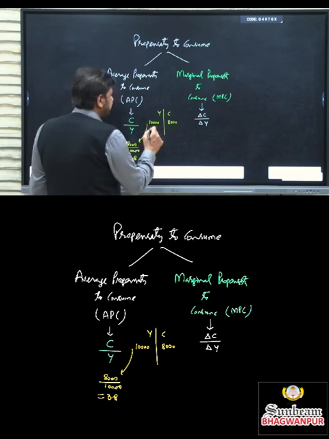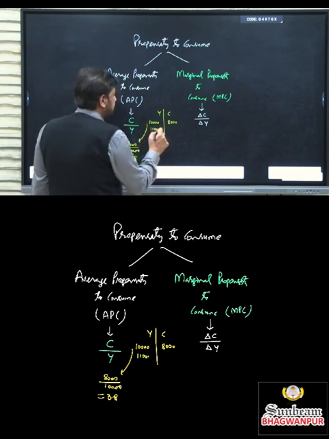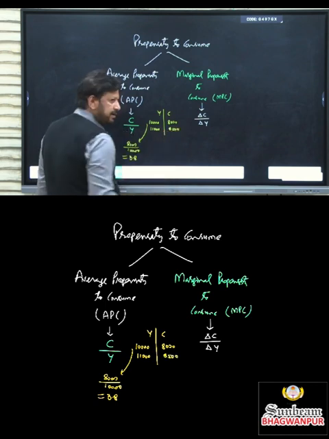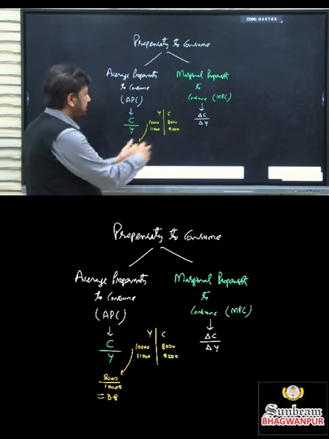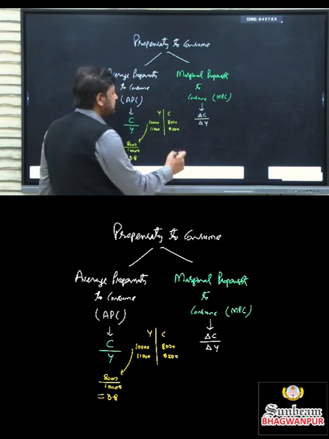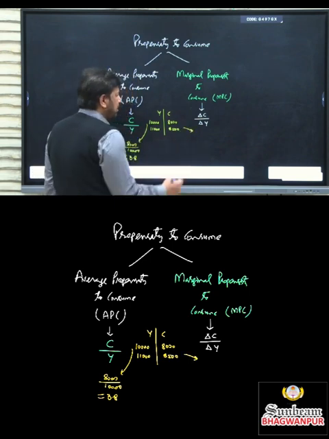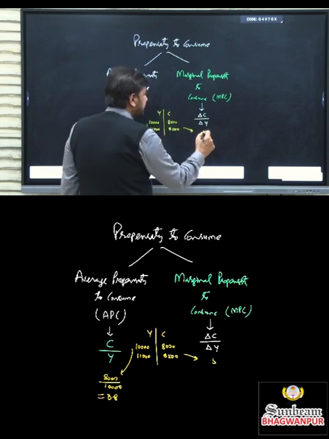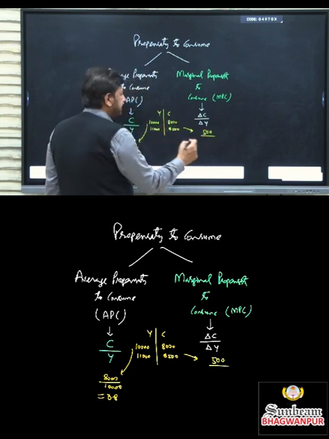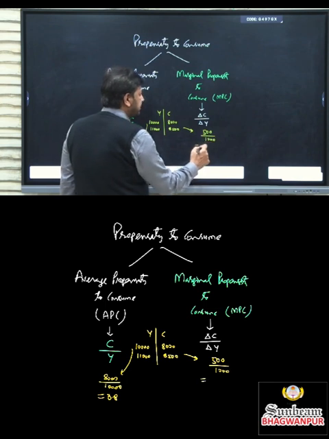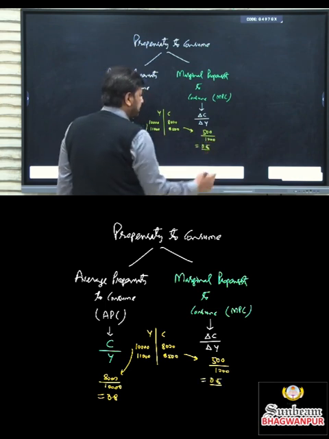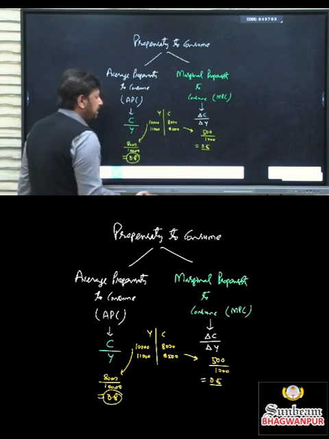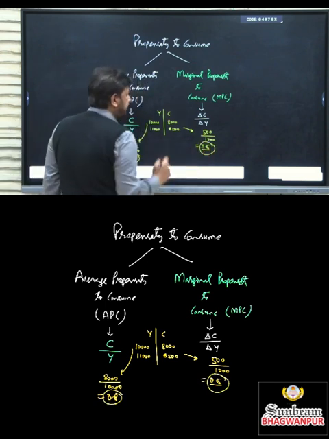When income is rising to 11,000, consumption is also rising, and this is 8,500. Because of the rise in income, there is a rise in consumption. So what is MPC in this case? There is a rise in consumption by 500 and a rise in income by 1,000. It comes to 0.5. So APC is 0.8 in this case and MPC is 0.5.